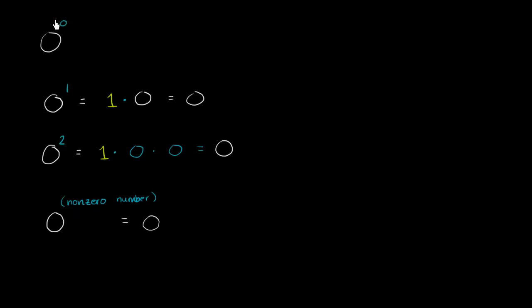Well, there's two trains of thought here. You could say, look, 0 to some non-zero number is 0. So why don't we just extend this to all numbers and say 0 to any number should be 0. And so maybe you should say that 0 to the 0th power is 0.